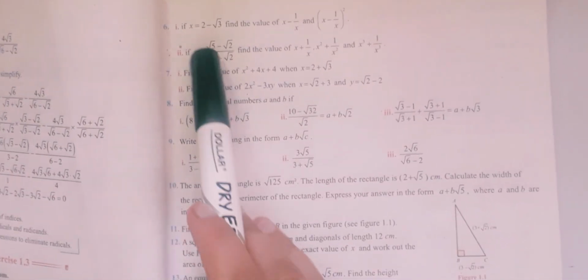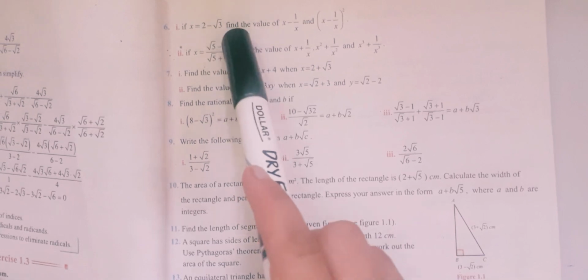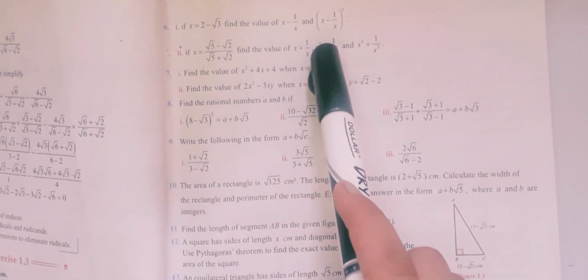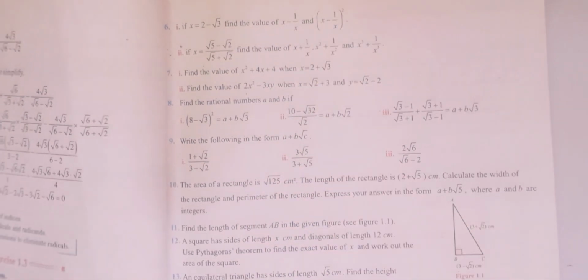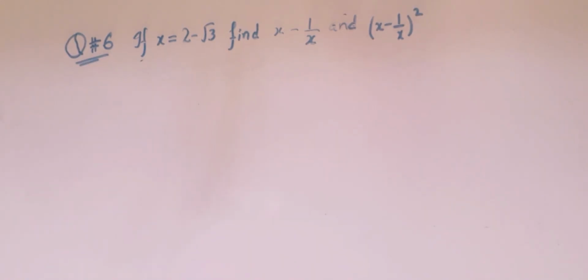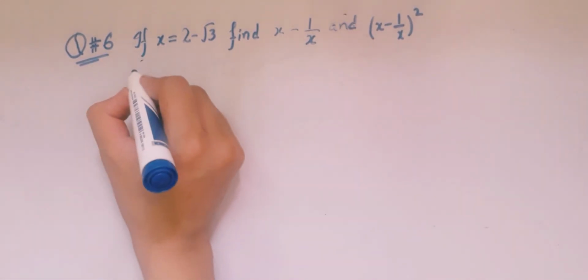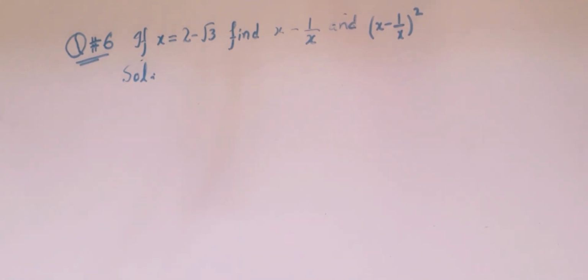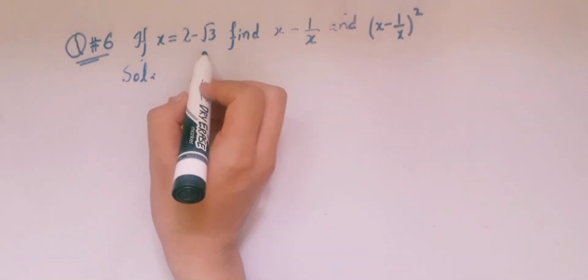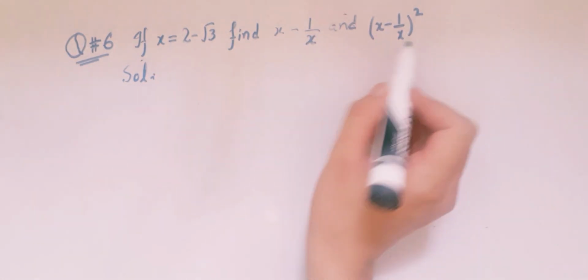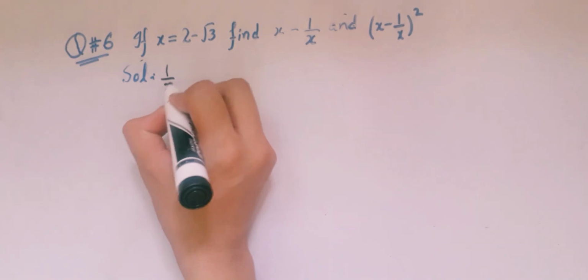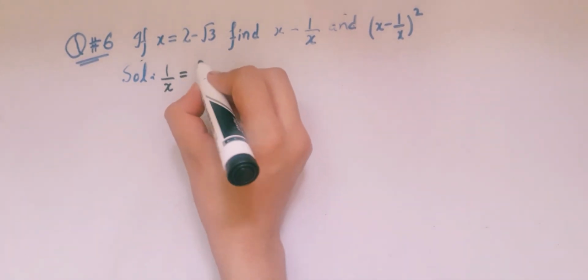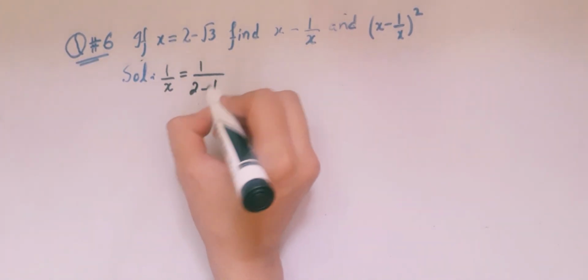Here we have question number 6, part 1. If x is equal to 2 minus square root 3, find the value of x minus 1 over x and x minus 1 over x whole square. Now we will solve this. First of all, we will find 1 over x. X is equal to 2 minus square root of 3. We require 1 over x. So we will find 1 over x by 1 by 2 minus square root of 3.